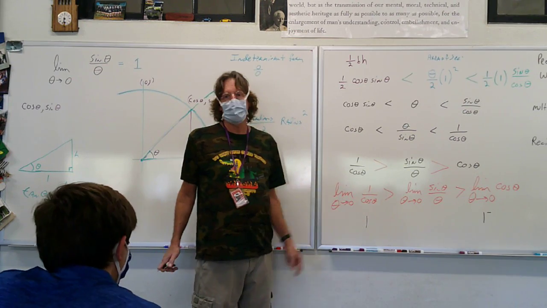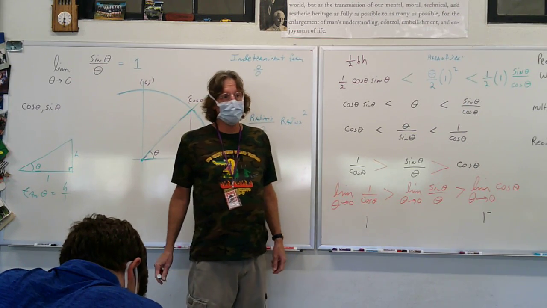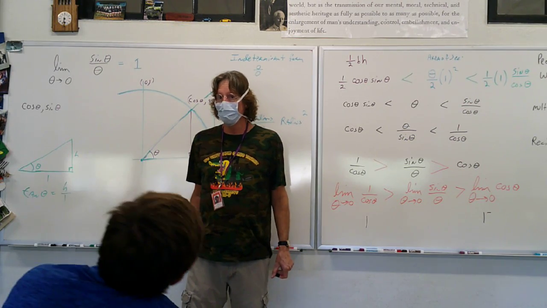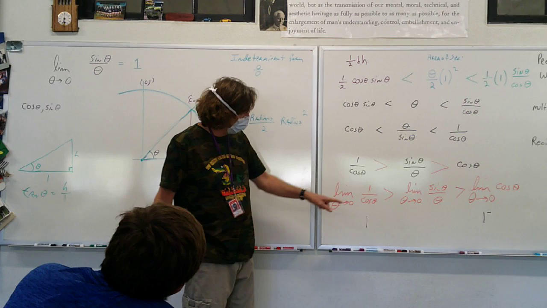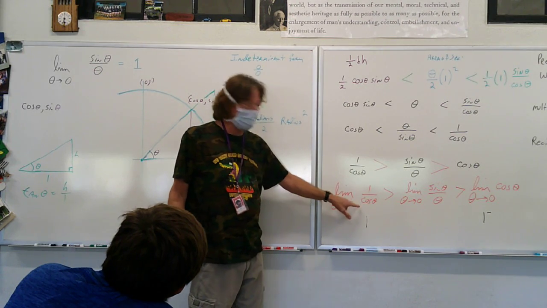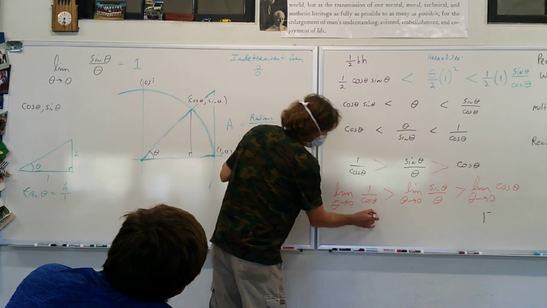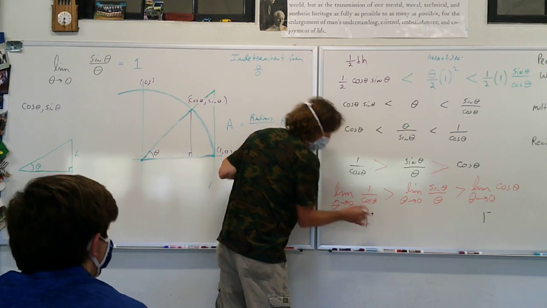1 over 0.999999 is still going to be what? A little bit bigger than 1. Because does everybody agree this is getting closer with 0.9, 0.99, 0.999? So this gets there from numbers a little bit bigger than 1.